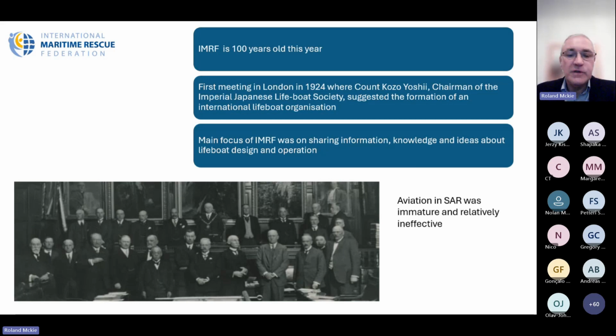And the main focus of the IMRF ever since has been on sharing information, knowledge, ideas about lifeboat designs, rescue boat designs and operations. Aviation in SAR back then was immature and relatively ineffective. There were probably a few flying boat incidents back in those days where passenger boats or military aircraft rescued some people, but it was not a system. It was not part of the SAR system.